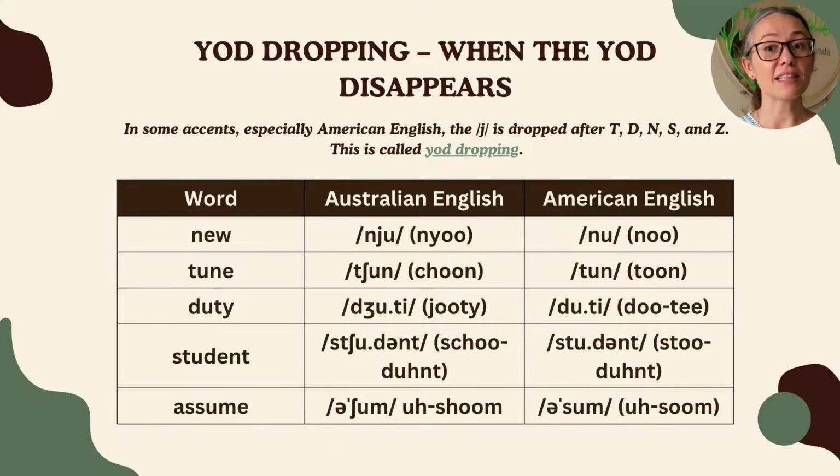I said earlier in the video that sometimes the yod sound gets dropped. So let's have a look at that. When does the yod get dropped? In some accents, particularly in American English, the y is dropped after t, d, s, and z. This is called yod dropping.